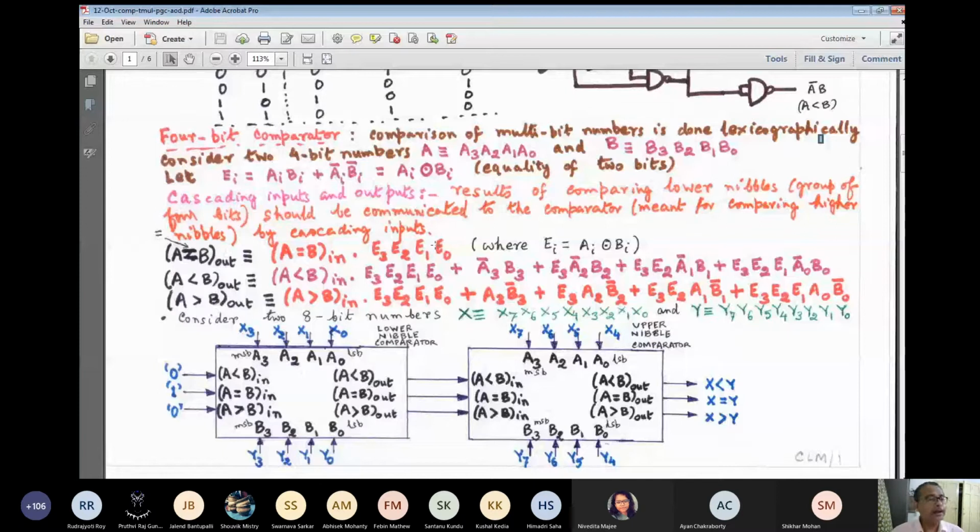If not, let me explain how these three output functions are dependent on. So each of them, can I ask you one thing? So these three output functions are there.